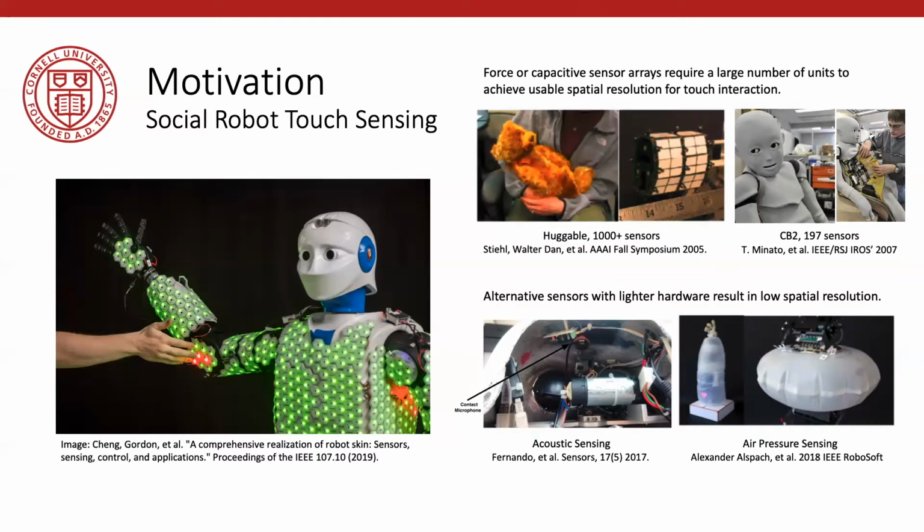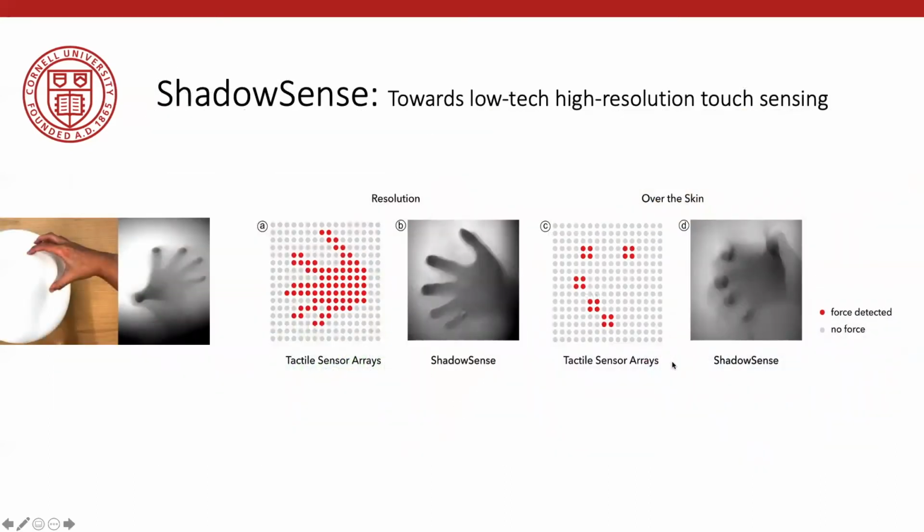There are some sensing alternatives with lighter hardware such as acoustic sensing and air pressure sensing, but they can only detect with low spatial resolution. Given this existing gap in HRI, our goal is to develop a low-tech, low-cost touch sensing alternative for social robots.